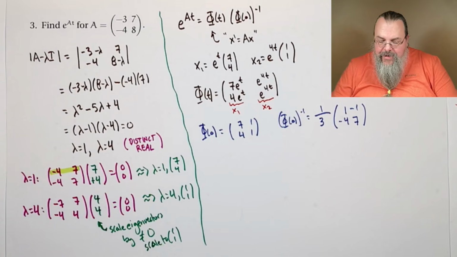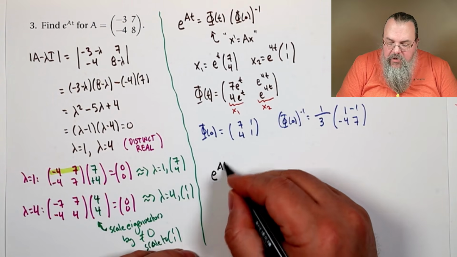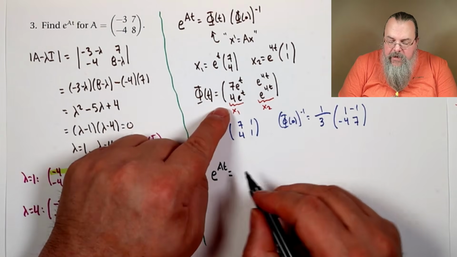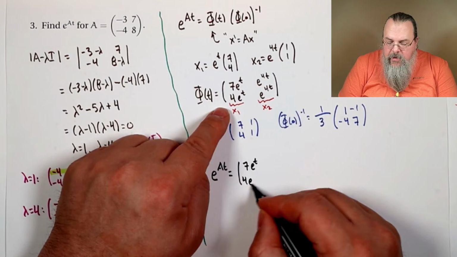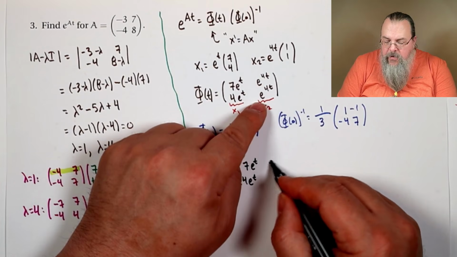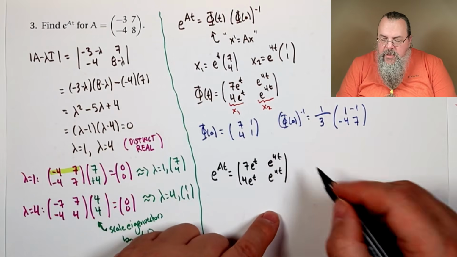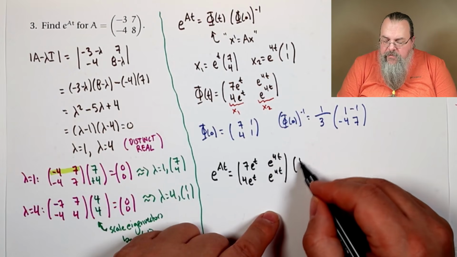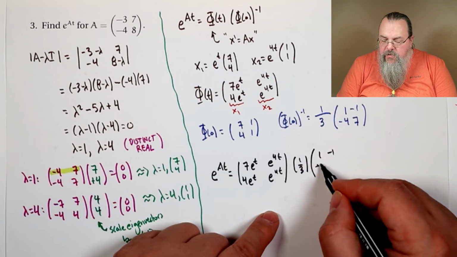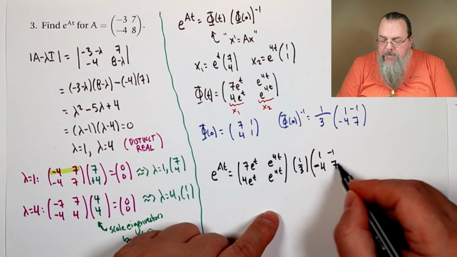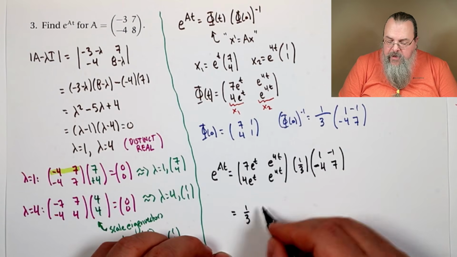All right, so what's our last computation? We do the following. e to the At is phi of t, 7e to the t, 4e to the t, e to the 4t, e to the 4t. I'm just copying columns. And then phi 0 inverse, so we have this factor of 1/3, 1, minus 1, minus 4, 7. And I'm just going to pull the 1/3 out in front and leave it there.